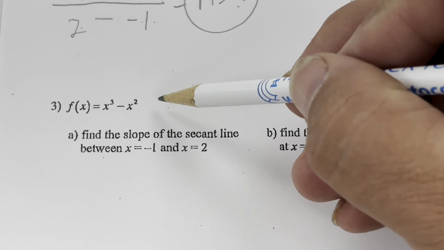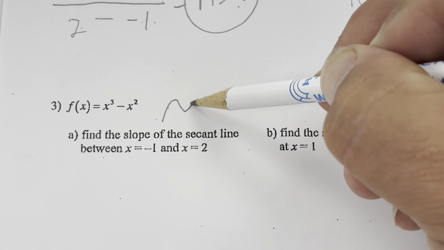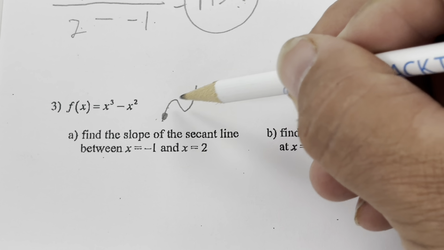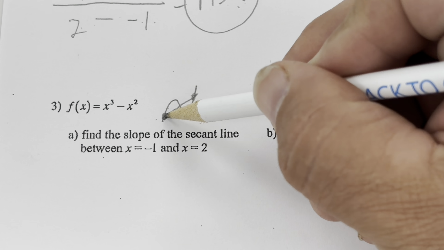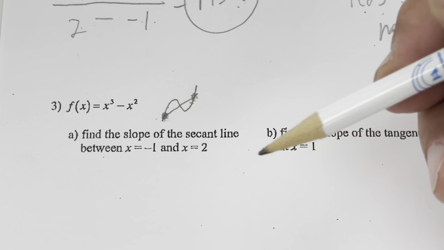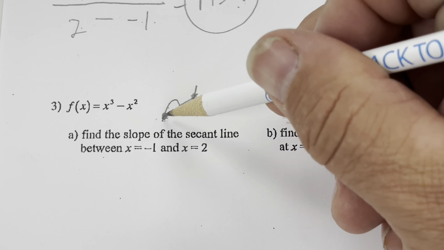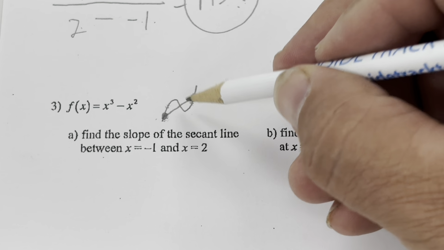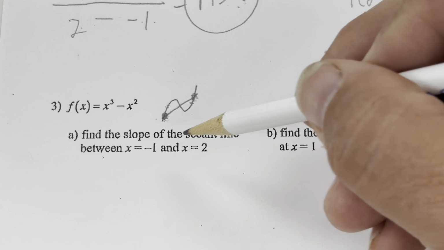Slope of the secant line, again, this is a cubic, so the graph is going to look like that. So at -1 and 2, we'd find -1, we'd find 2. We're going to calculate the slope of the secant line connecting those 2 points. Now, I don't know. I'm just doing a sketch here. It might be going this way. It might be going downhill. It might be going straight across. So we have to evaluate this.